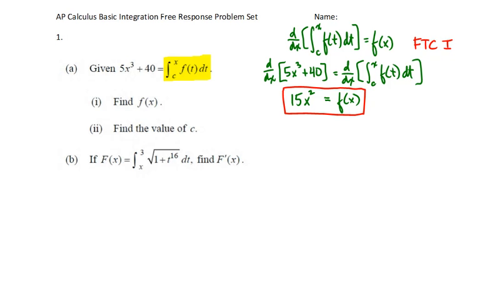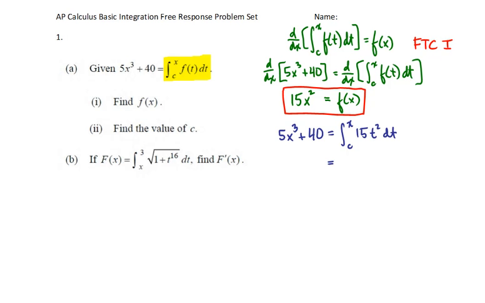Well, now that I know f of x is equal to 15x squared, I can rewrite the given function: 5x cubed plus 40 is equal to the integral from c to x of 15t squared dt, using t as a dummy variable. Again, as long as I have the integral defined function with x as my independent variable, I need to rewrite the integrand in terms of a dummy variable, in this case t. So this time I'm just going to work out the right side. The left side I'm going to leave alone.